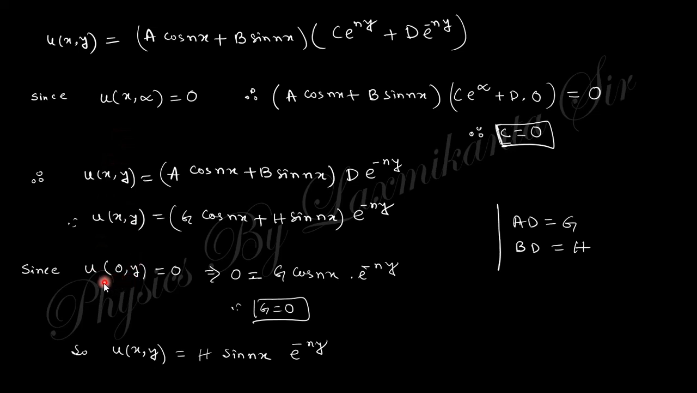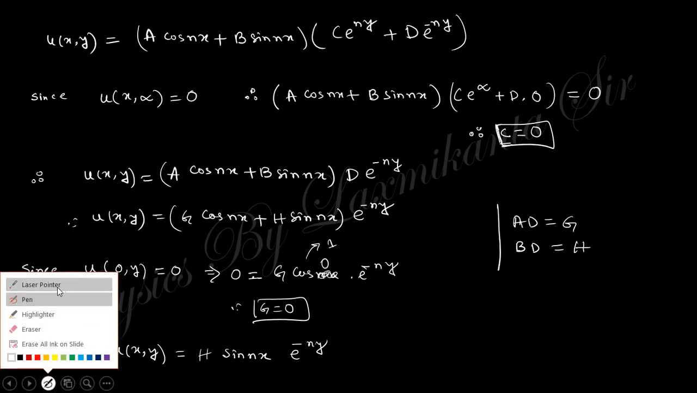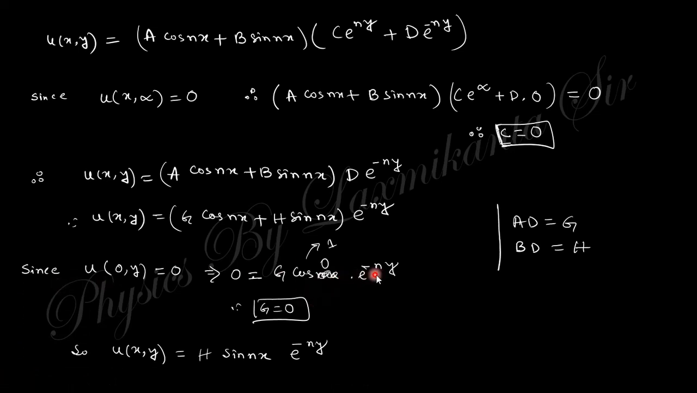Now use the other condition, that is u(0, y) is 0. That means when x equal to 0, u must be 0. So put the value of x equal to 0. You can see here in this expression, x equal to 0 means sine 0 is 0, cos 0 is 1. I think there is a mistake. This must be 0. Cos 0, this cos 0, which is 1. Okay. So just put this value cos 0 and e to the minus ny.